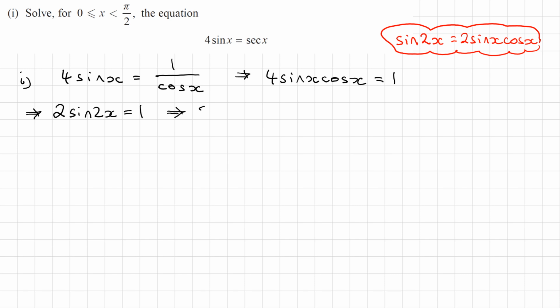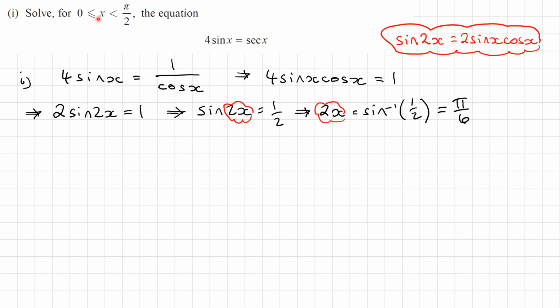Divide both sides by 2 and we'll have sine 2x is equal to a half. Now I'm going to do the sine inverse to both sides. So I'll have 2x is equal to the sine inverse of a half. Now remember, we are in radians because we've got the pi symbol here. And on our calculator, we'll get 1/6 pi or pi over 6. Now notice here that I've got 2x, so what I'm going to do is to change my range from x to 2x.